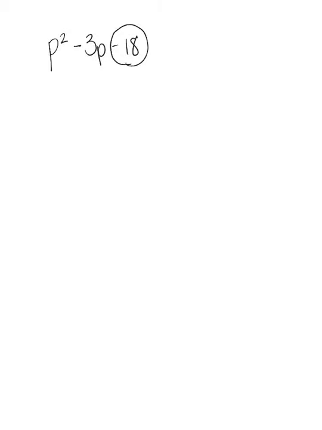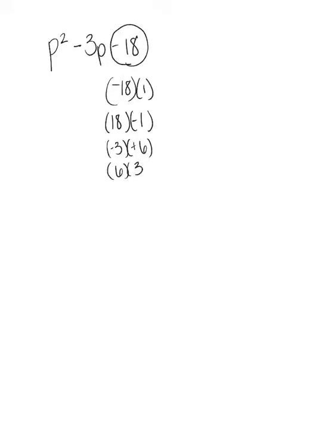C is negative 18. So I'm going to look at negative 18 times 1. Again, these have to be alternating positive and negatives, because if they're both negatives, then I've got a positive c situation, and I don't have that. So positive 18 times negative 1. Negative 3 times positive 6. Sorry, let me not confuse you. Positive 3 times negative 6. And, oh, I forgot 2. Negative 2 times 9, and positive 2 times negative 9. All of these are factors of 18.